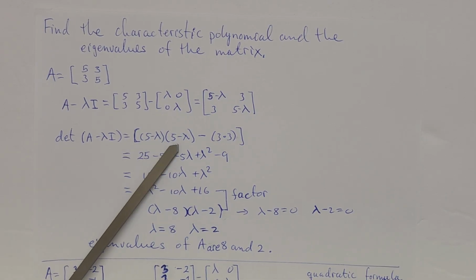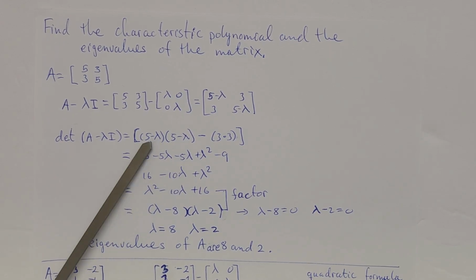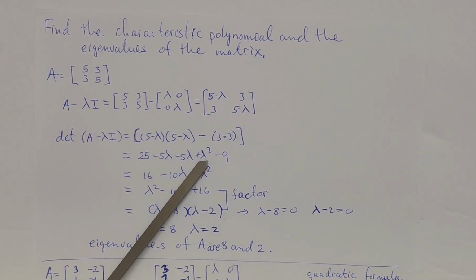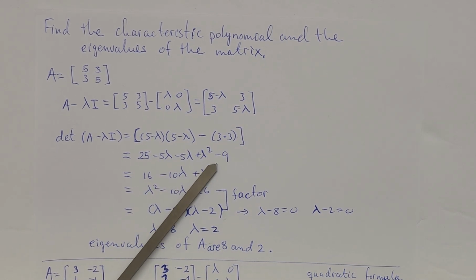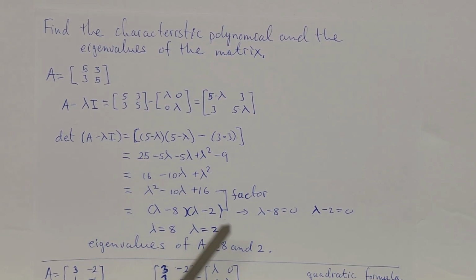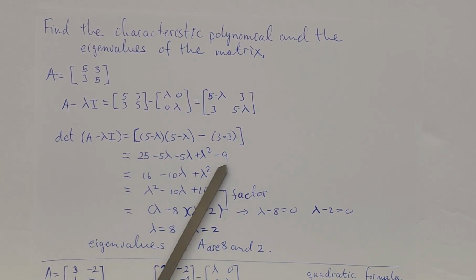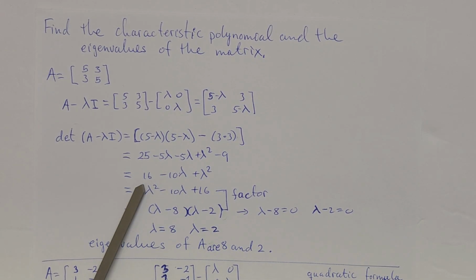So 5 times 5 is 25. 5 times negative lambda is negative 5 lambda. Negative lambda times 5 is negative 5 lambda. And then negative lambda times negative lambda is positive lambda squared. 3 times 3 gives me 9. Don't forget the minus. After that, combine like terms. So I have lambda squared, this gives me negative 10 lambda, and 25 subtract 9 gives me 16.